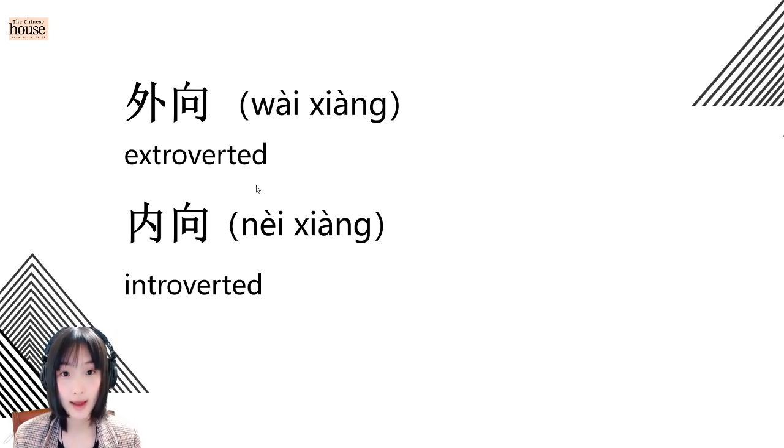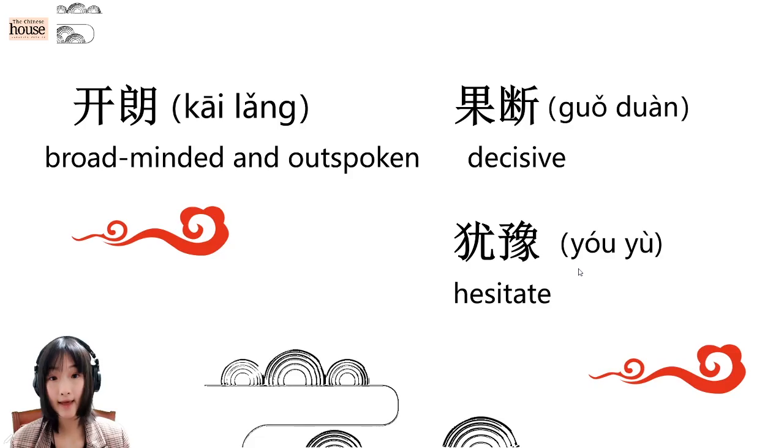Both first tone, 内向. And then we have broad-minded and outspoken, 开朗. 开 flat tone, 朗, 开朗. And decisive, 果断. Right after me, 果断, third tone 断, fourth tone, 果断. And then hesitate, 犹豫.